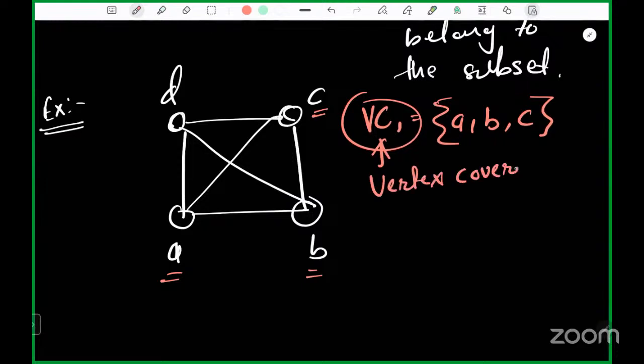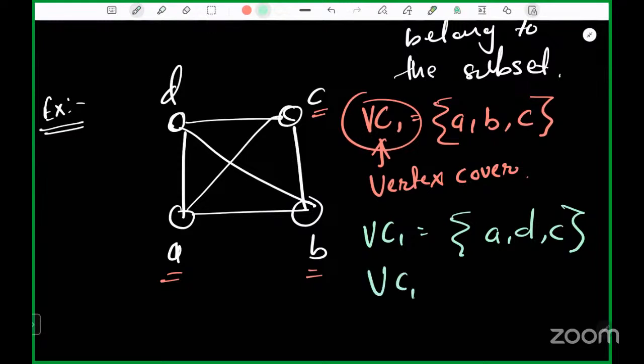So this is one vertex cover. What could be another vertex cover? Can someone give me another vertex cover of this example? ADC, obviously, but we can also create a vertex cover with fewer vertices, right? In these two examples we are using three vertices, but it is possible to create a vertex cover with less than three vertices. So we can take A and C, we can take B and D also.